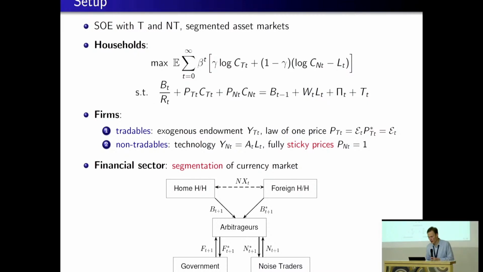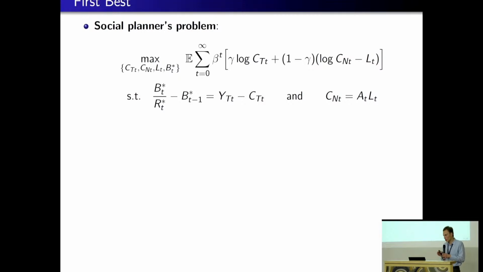Okay, so now before I show you the optimal policy, let me start with the social planner's problem. Let me show you what is the first best allocation that the planner would like to implement if it could. Here's just the standard social planner problem: the maximization of preferences subject to two resource constraints. One is the static resource constraint in the non-tradable market, and then another one is the intertemporal budget constraint for tradables.